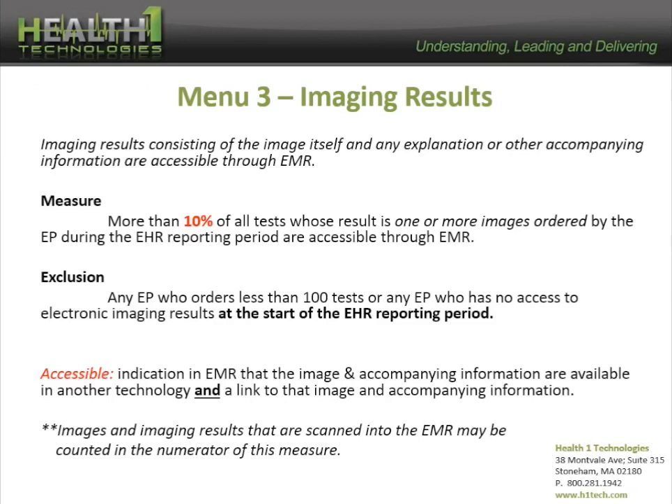So menu 3 is the imaging results, and the imaging results, consisting of the image itself and any explanation or accompanying information, need to be accessible through the EMR. So the requirement is that more than 10% of all tests whose result is one or more images ordered by the EP within that reporting period are accessible through the EMR.